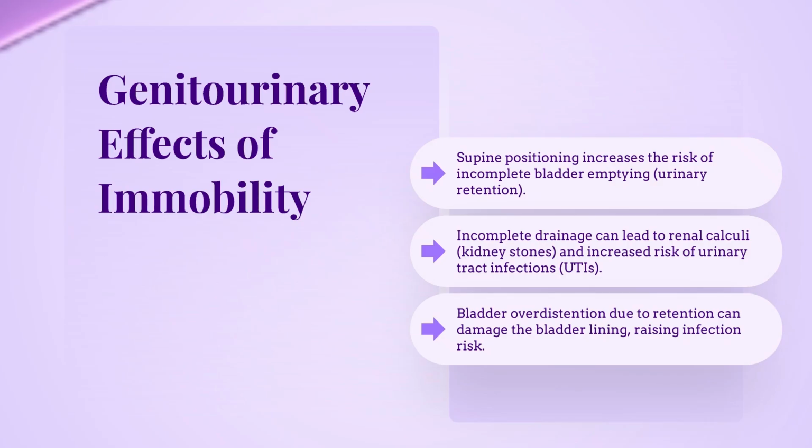Genitourinary wise, laying supine increases the risk of your bladder not emptying fully. Think of it as a balloon with a string. We turn that balloon on the side, the string is no longer hanging straight down, so we're ending up with fluid staying stuck right in the sides of that balloon. Incomplete drainage leads to kidney stones. It can lead to urinary tract infections because that urine is just sitting there festering. The bladder can get overdistended because we're retaining the fluid and damage the bladder lining, which can increase the infection risk. And the damage to the bladder lining, if it's significant enough, can lead to a urinary cancer.